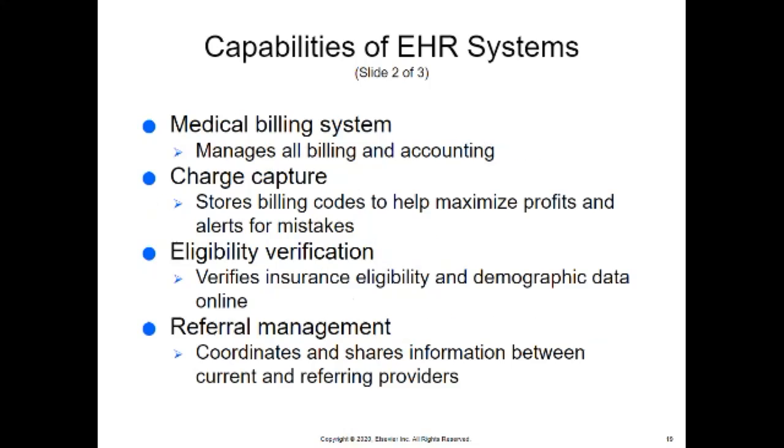A capability of the EHR system is also a medical billing system. It manages all billing and accounting. It captures charges. Eligibility verification, which means it verifies insurance eligibility and demographic data online. And it has referral management, which coordinates and shares information between current and referring providers.